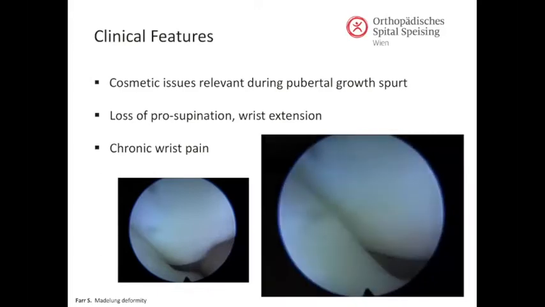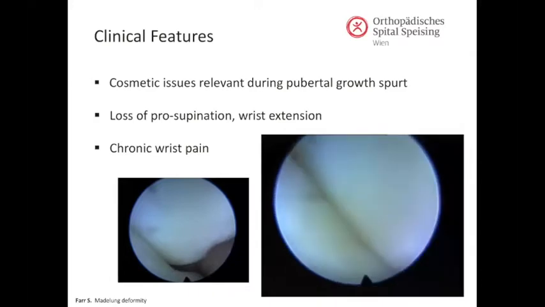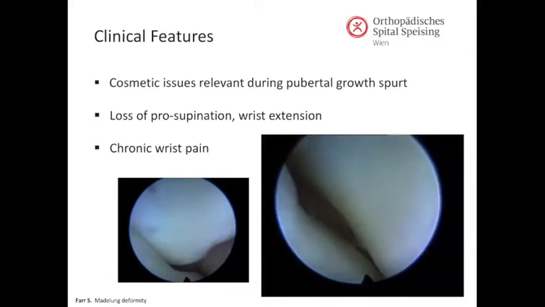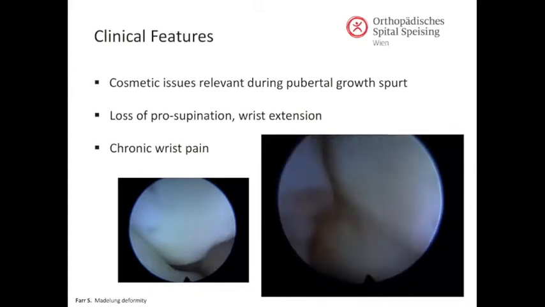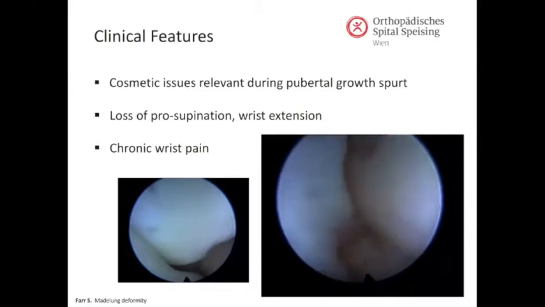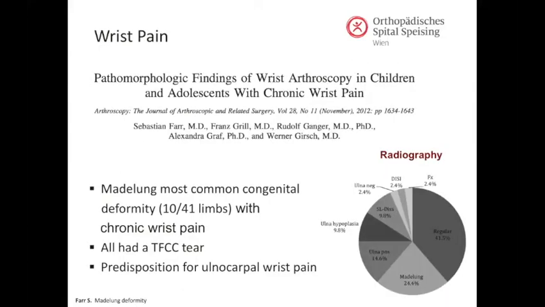You can imagine here when seeing this arthroscopy video of my mentor who did it several years ago, that this might be a cause for chronic wrist pain as well. And in this regard, we checked our patients with chronic wrist pain several years ago, and we have seen that the Madelung cases were actually a very large group with chronic wrist pain in our series, and actually all of them had also TFCC tears. And this was some kind of predisposition, of course, for ulnocarpal wrist pain, in this series at least.